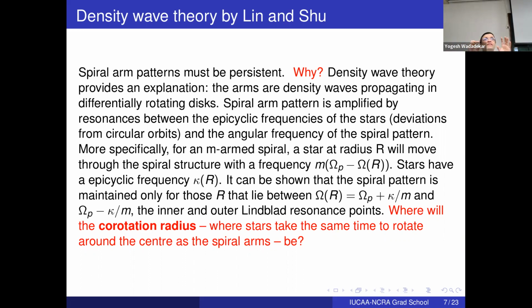Okay, but it's there. See, it's like this. In the inner part, the stars are moving faster than the spiral. In the outer part, they are moving slower than the spiral. At some point, they are moving exactly at the same speed. Okay? But they're also, because of this kappa oscillation, epicyclic frequency, not stationary. I mean, in terms of their radius also changes slightly. But they'll come back to their point.